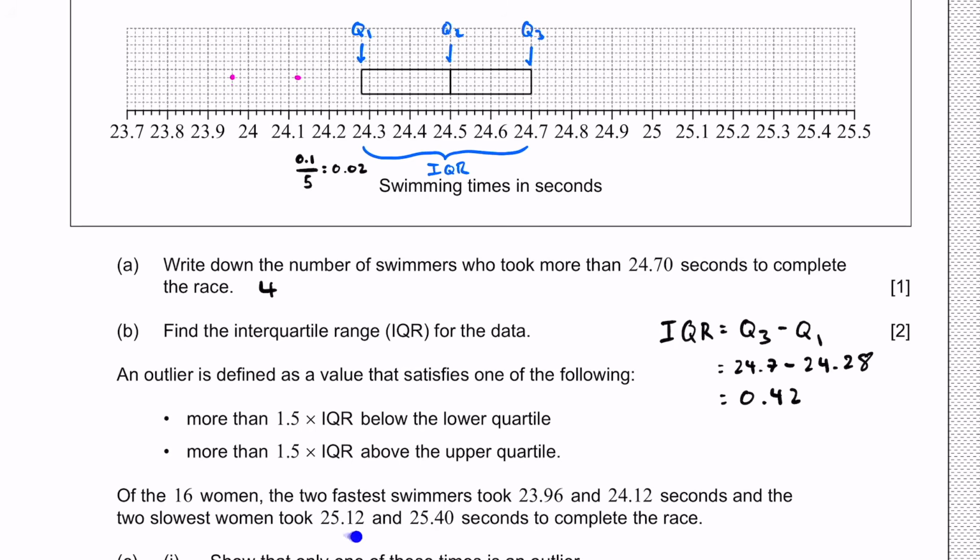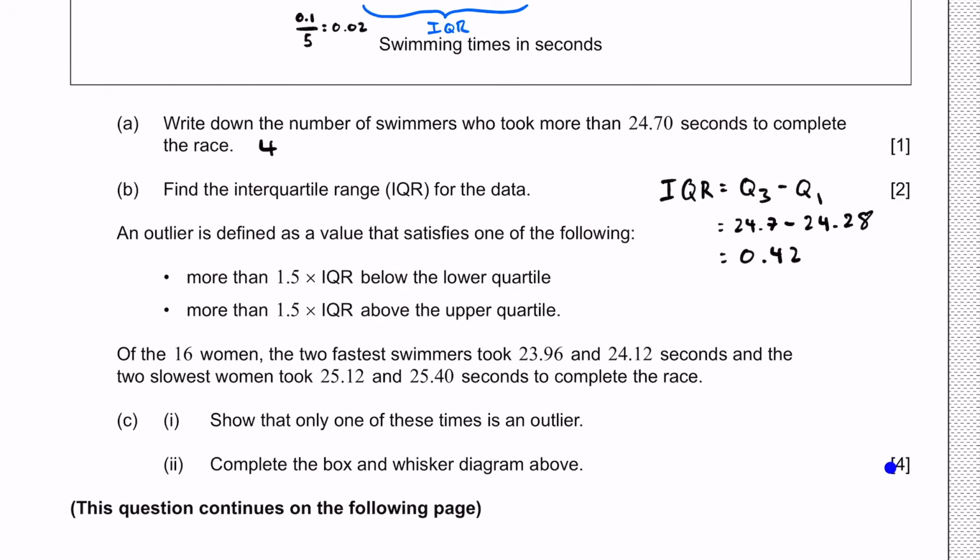Let's do the same for these, 25.12 and 25.40. So 25.12, it's all the way up here. And then 25.40 is all the way here. Okay. So just by inspection, these of course are further away than these. So you might have reason to believe that this is the outlier, but since there are 4 marks for this question, you might need to show some process.